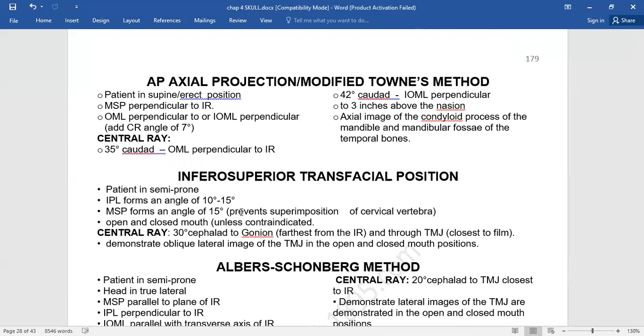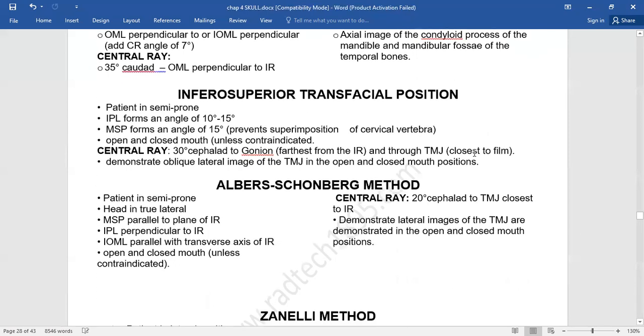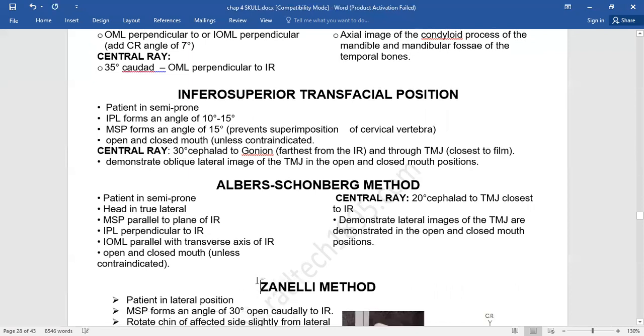Kasi di ba 7 degrees yung difference. So it will enter 3 inches above the nasion. So it demonstrates the axial image of the condyloid process of the mandible and mandibular fossae of the temporal bone. Next, the infero-superior transfacial position.